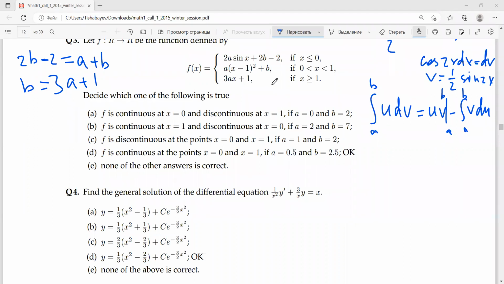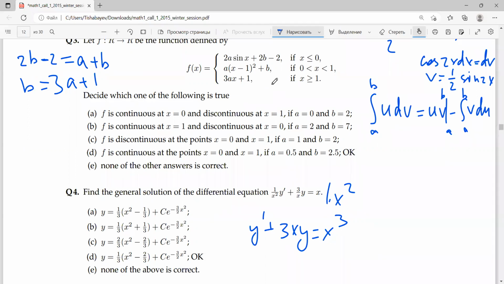Next, number 4, is to find the general solution of the differential equation. This is a linear equation. Firstly, you need to multiply both sides of the equality by x squared, and here you get y prime plus 3xy equals x cubed. To solve this first order linear differential equation, you will find the solution of the homogeneous equation and of the non-homogeneous equation.